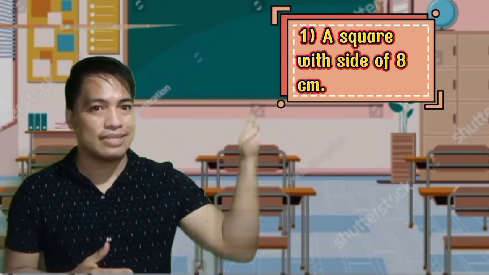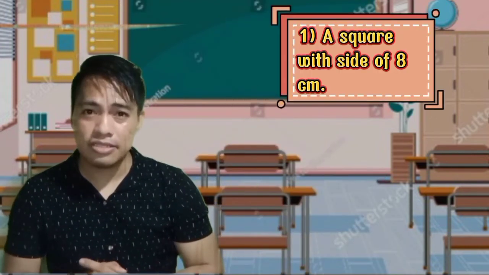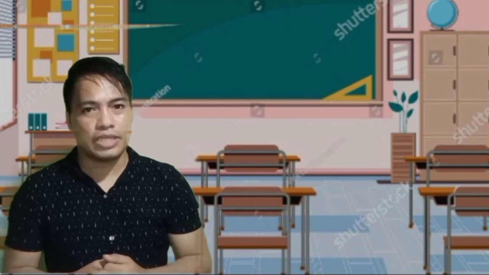Now, I want you to group into 5 groups. In each group, we're going to choose one representative for every question. So are you ready? So question number 1. Time's up. The correct answer is 32 centimeters. Very good. Some of you got the correct answer. Question number 2.